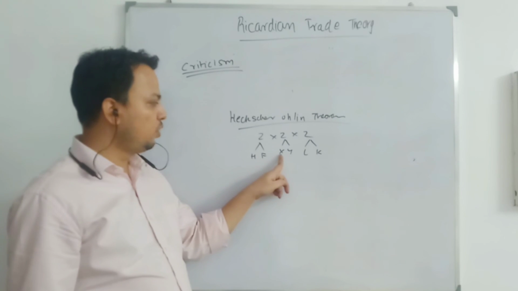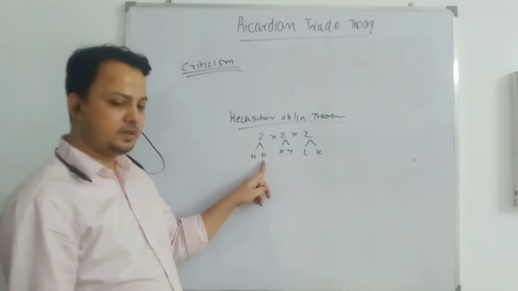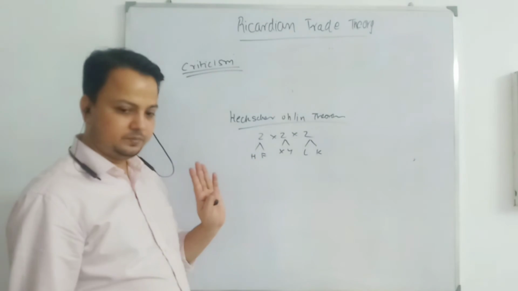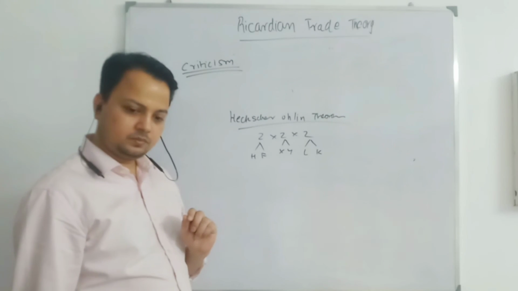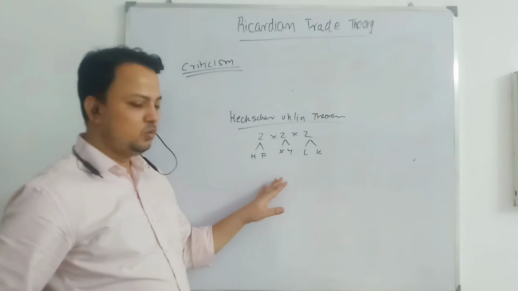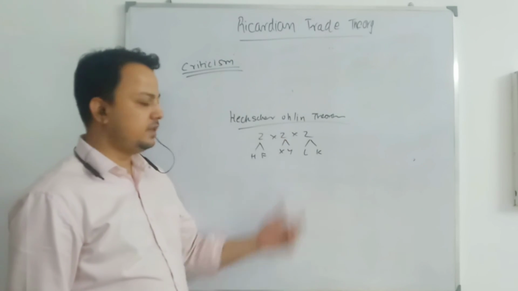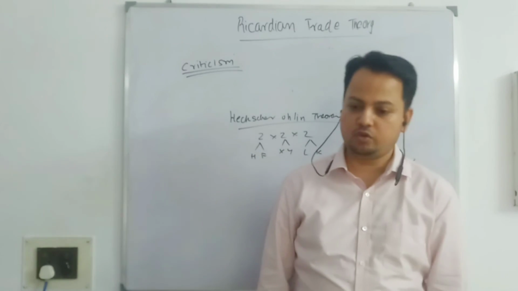So in order to produce good X, technology is the same in the home country and the foreign country. In order to produce good Y, technology is the same in both countries. What thing differs? It's the factor involvement. So in the next lecture, we are going to look at one of the refinements of the comparative cost theory, that is the Heckscher-Ohlin theorem. So I end this lecture here. This completes our Ricardo theory of trade.